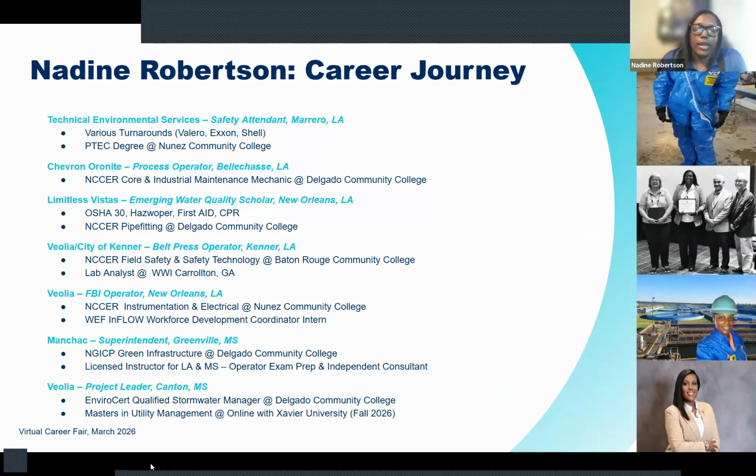From there, I transitioned to Greenville, Mississippi to oversee a plant through a company called Manshack, which is a civil engineering service company. I was there for 2 years. Then I came back 2 years to date to Veolia to oversee a wastewater treatment plant in Canton, Mississippi, where I'm currently based.